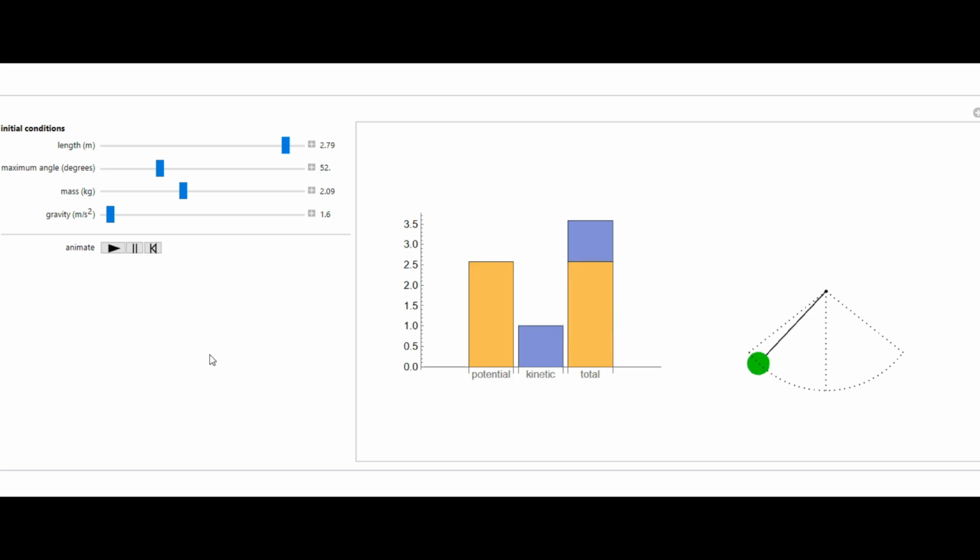A simple pendulum consists of a mass, called a bob, attached to a fixed point by a string or rod. When you pull the bob to one side and release it, it swings back and forth due to gravity. This motion is a perfect example of the conservation of energy.